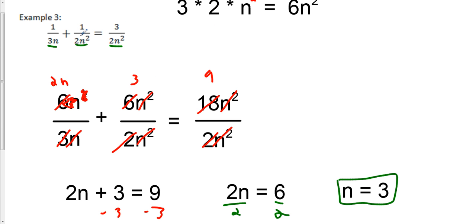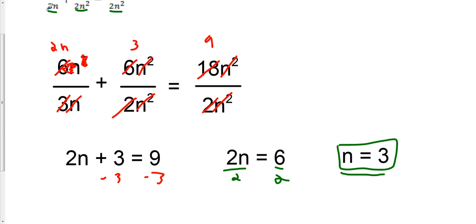We double check it up here. Extraneous solution here: n can't be 0, n can't be 0, and n can't be 0. This is not 0, so this will be our solution. n equals 3 will fit. It will work and make this equation true.